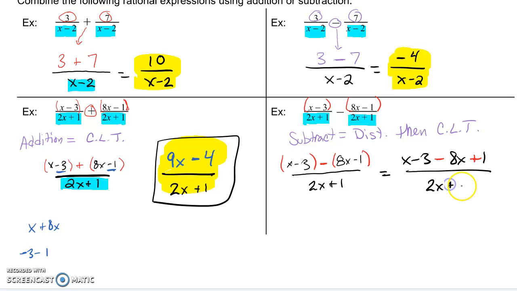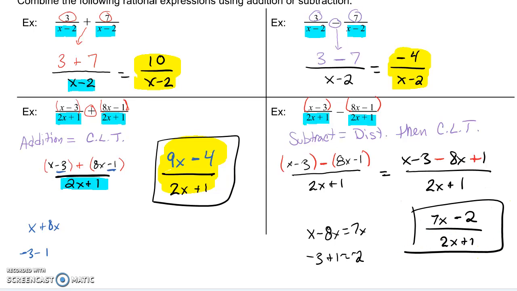Keep the denominator and now combine like terms. X minus 8x, so x minus 8x is 7x. That's the first term in the numerator, and I have a -3 plus 1 is -2, so it's 7x minus 2 over keeping the denominator 2x plus 1. We're done.